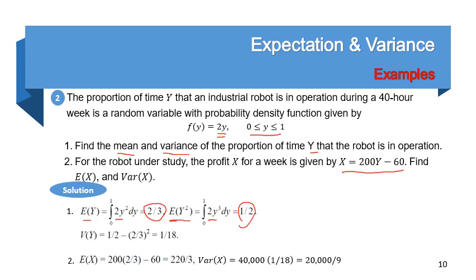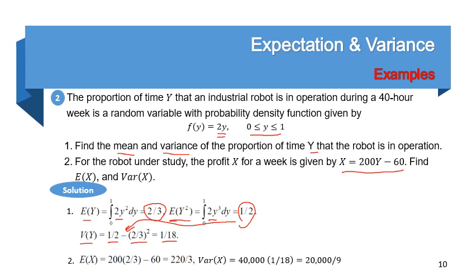Now we can calculate the variance to finish number one. It's the expectation of your y square, which you obtained here. You put it here, and then minus the mu, which we got above, squared. We got 1 over 18 as the variance. This finishes requirement number one.